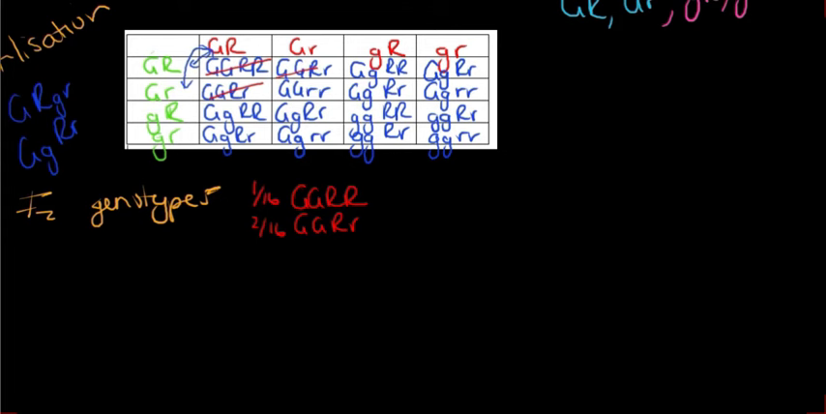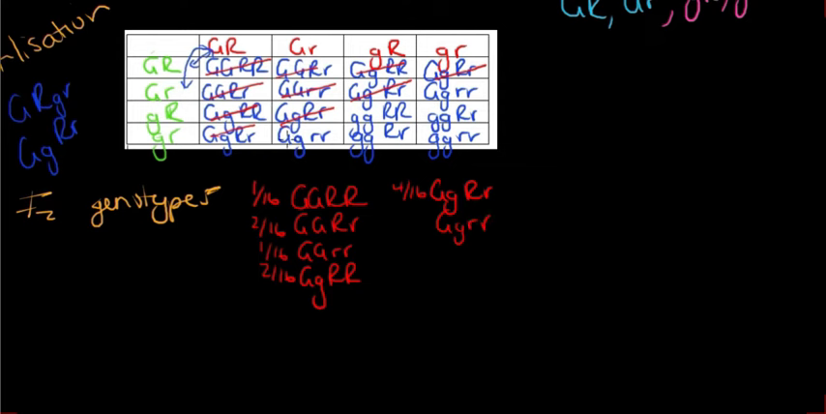Then the next one, 1. So 1 out of 16. Then the next one, how many of them? 1, 2. 2 out of 16. Next one, how many of them? 1, 2, 3, 4. The next one, how many of them are there? 1, 2.